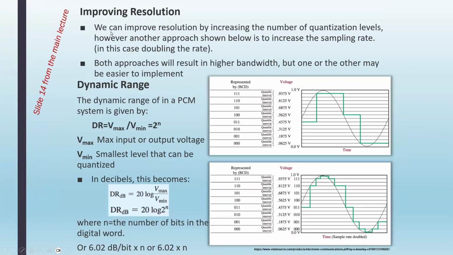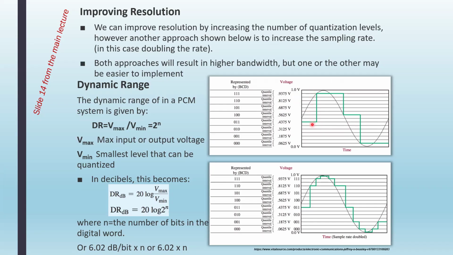All right, improving resolution. This is the slide from the previous lecture. I just copied that so we could analyze it again a little bit. We can improve the resolution by increasing the number of quantization levels. However, another approach can be shown. So, improving the resolution of the signal, we could improve the sampling going horizontally, or we could improve the sampling going vertically.